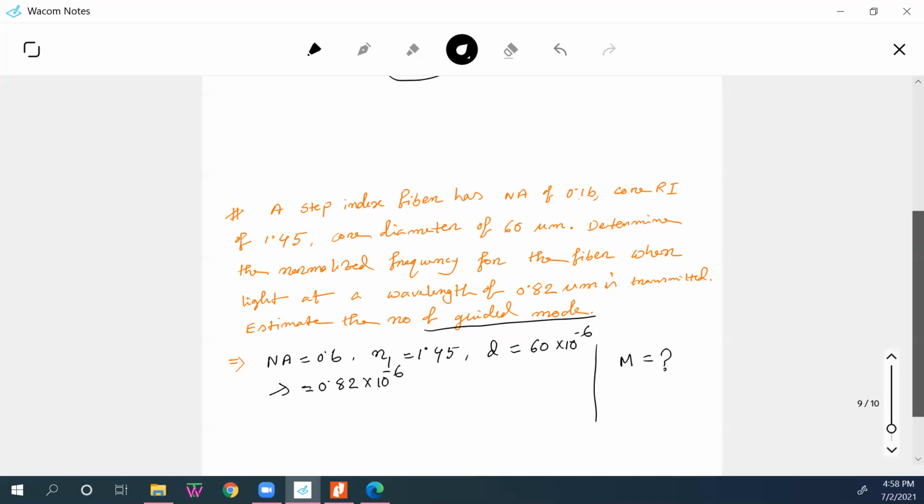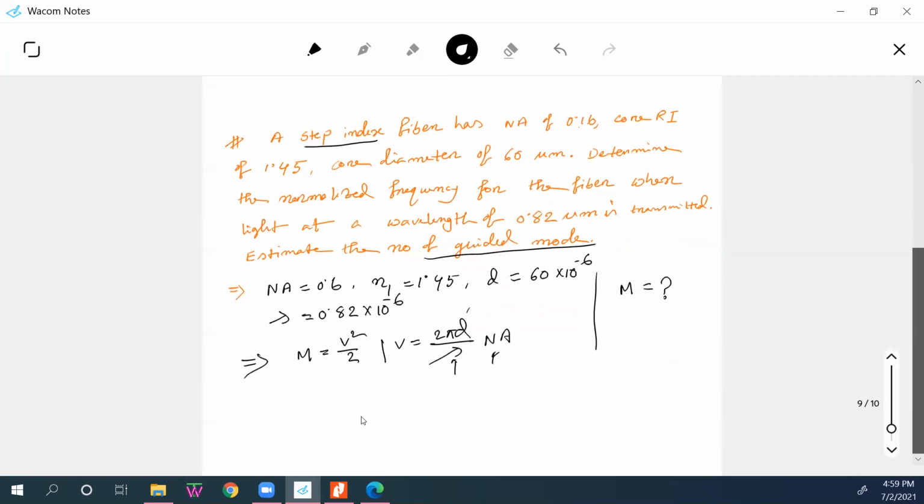How many modes actually? M equal to... We know this is a step index fiber. So for a step index fiber, M equal to V squared by 2. So we need to find V. V equal to 2 pi d by lambda times numerical aperture. D is given, lambda is given, everything is given, so we can find it, right?